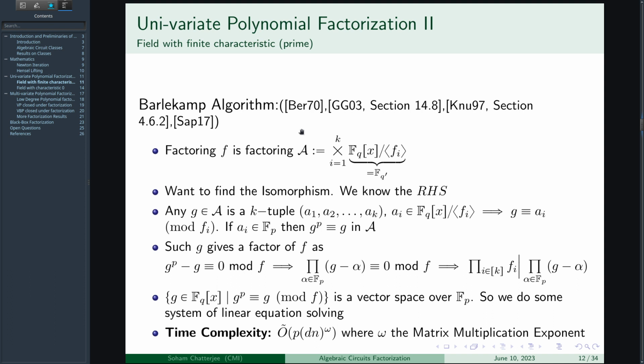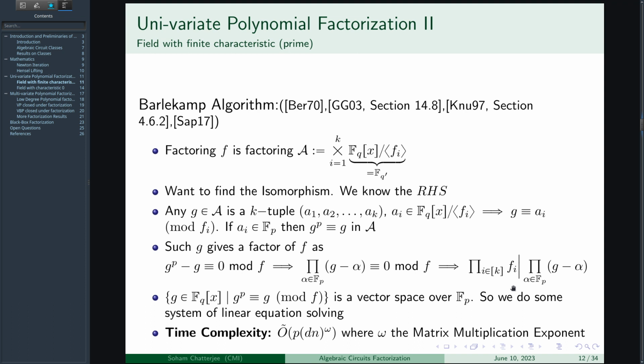So for this we will try to find a g in the k-tuple such that g to the power p equals g. Now this g gives us a factor of f, because g to the power p equals g means each of the elements in the tuple is in Fp, and that means g to the power p minus g factorizes as the product of all such g minus alpha, where alpha is in Fp. This is 0 mod f, that means f divides this, that means the product of all f_i divides the product of all g minus alpha.